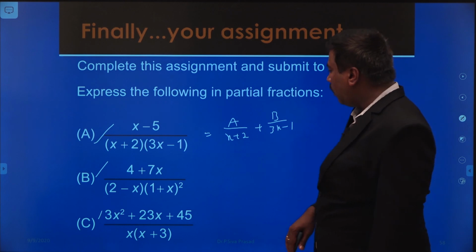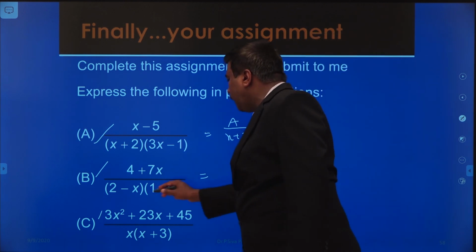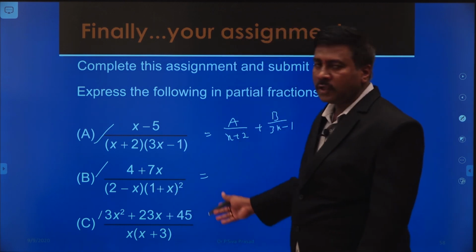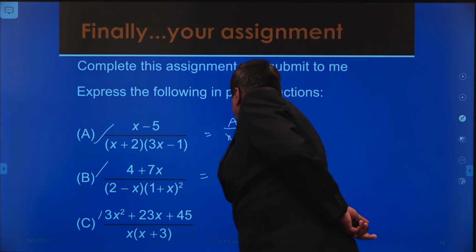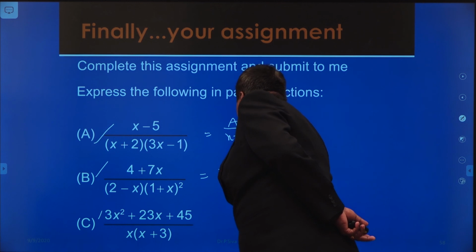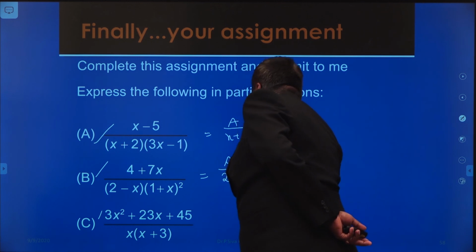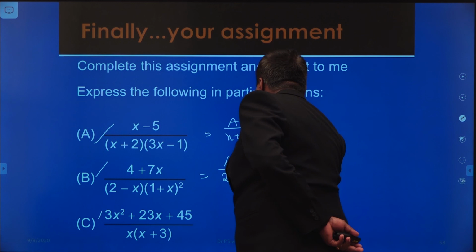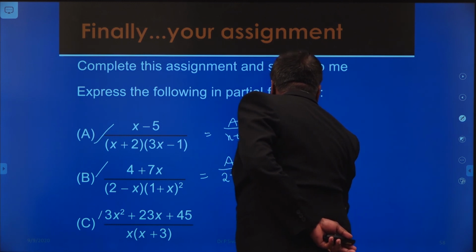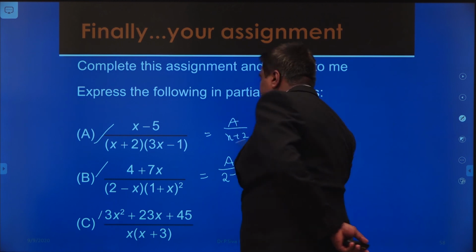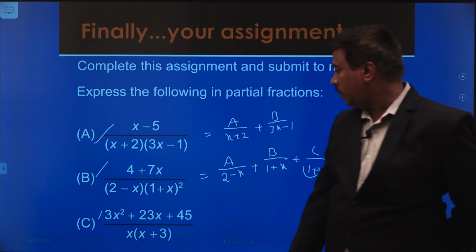Now, here this problem has (1 + x) whole squared. This is also a linear factor which is repeated twice. Therefore, assume the partial fractions to be like this: A/(2 − x) + B/(1 + x), since it is repeated, plus C/(1 + x)². This is type 2.